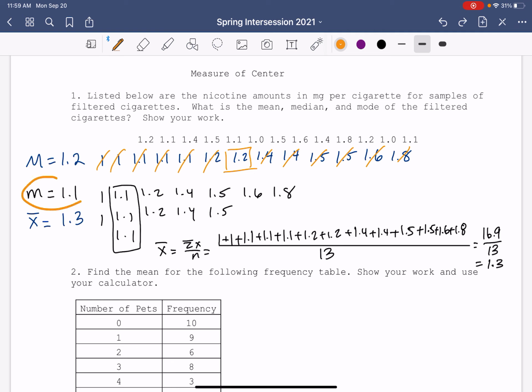Okay, and then I did the mode. What I did was I collected the similar numbers and put them in columns. As you can see, 1.1 is here. There's three of them. And the 1.2s are over here. So visually, you can see this a little bit better, and you can see that 1.1 seems to be the mode. Could you have just circled here and said, oh, that's the mode? You can do that as well.